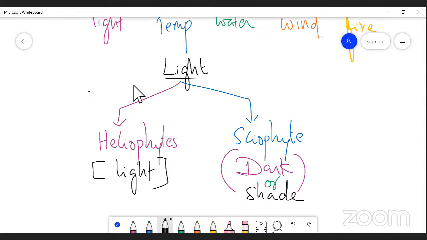Sometimes you may expect a question in your examination about heliophytes, right? If it is asked, you get it right. A light-loving plant, or simply a plant which requires light, is called a heliophyte. Whereas a sciophyte means a plant which does not require any quantity of light. It is also known as simply a shade-loving plant, right?